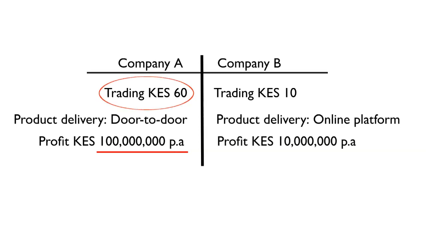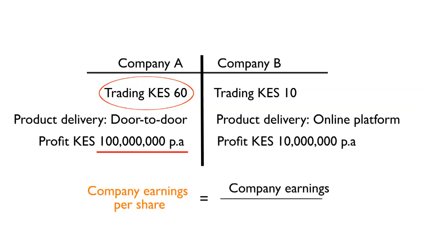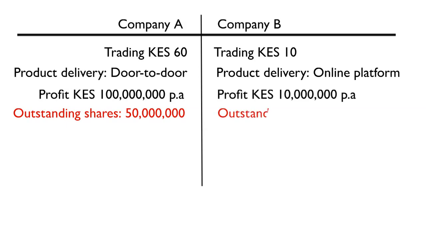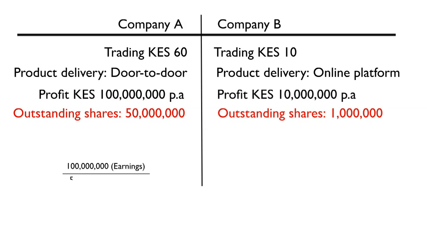Our first step is to calculate the earnings of the two companies per share. This is calculated by simply dividing the company earnings by the number of shares each company has issued. Company A has 50 million outstanding shares, while Company B has 1 million outstanding shares. If we divide the amount of earnings by the number of outstanding shares, we find that Company A, with 100 million shillings profit and 50 million outstanding shares, has an earnings per share of 2 shillings.